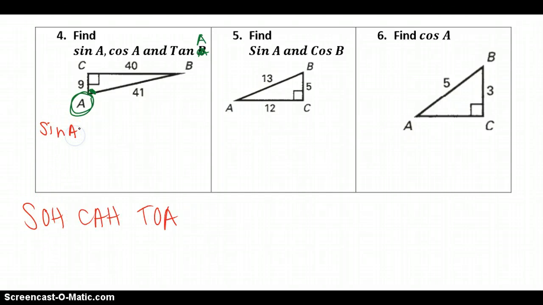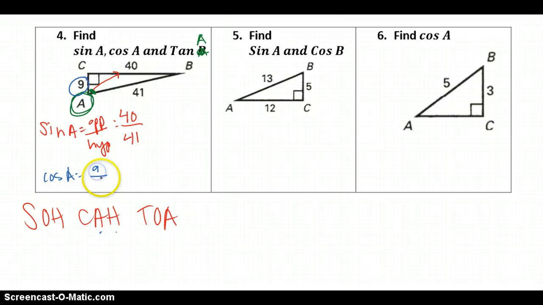S-O-H. So we're going to do opposite over hypotenuse, which in this triangle, if I look at what's opposite angle A, it's 40. This side that's 40 doesn't share any sides with the angle. And the hypotenuse is 41. For the cosine of angle A, I do adjacent over hypotenuse for C-A-H. So the adjacent side to angle A is 9. And my hypotenuse again is 41.